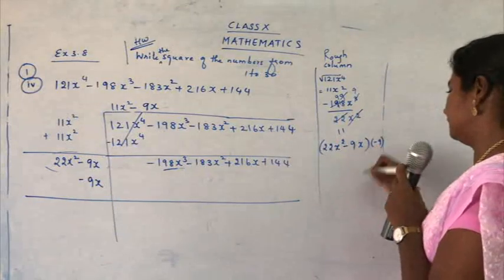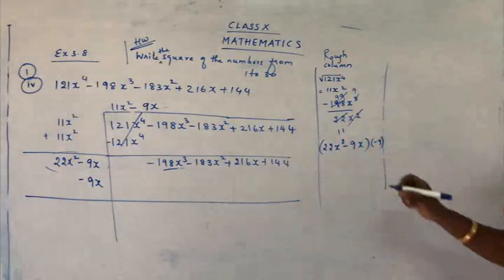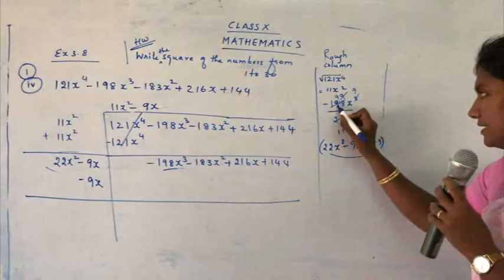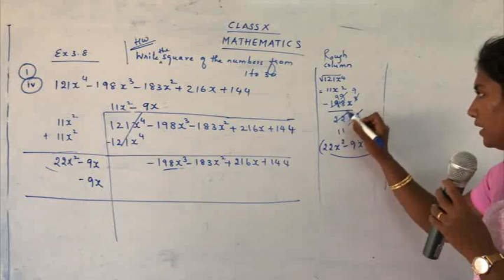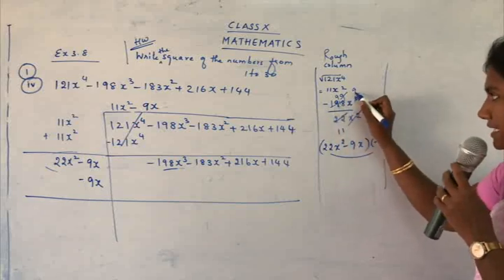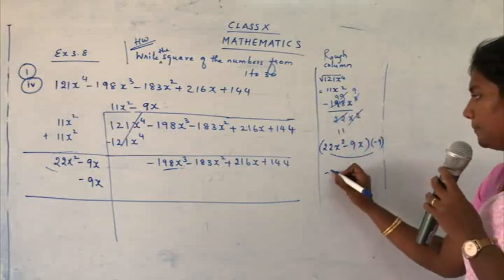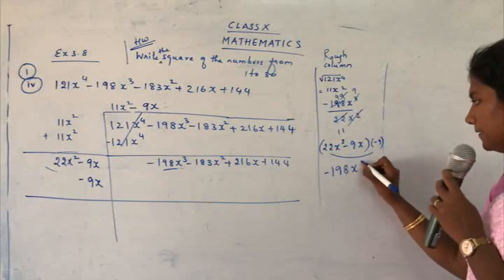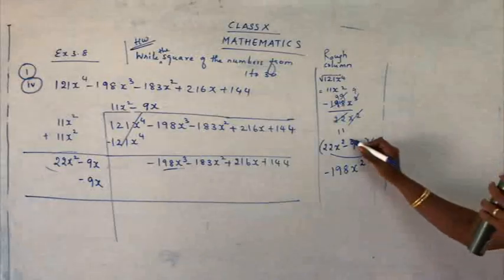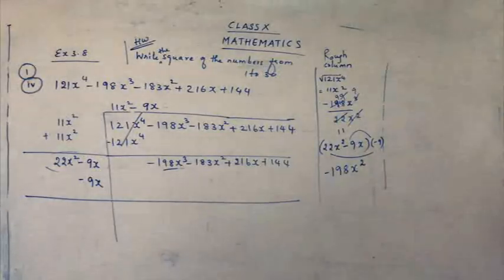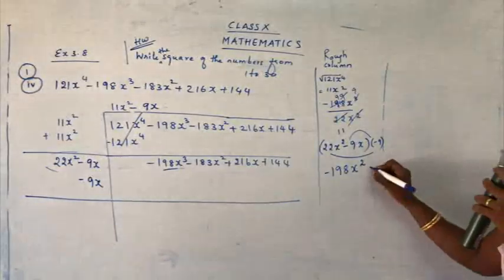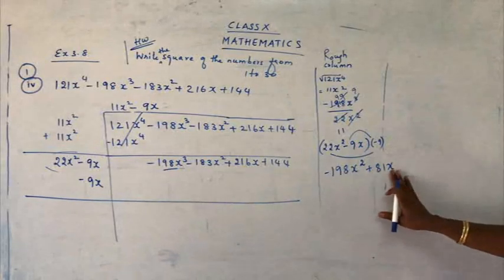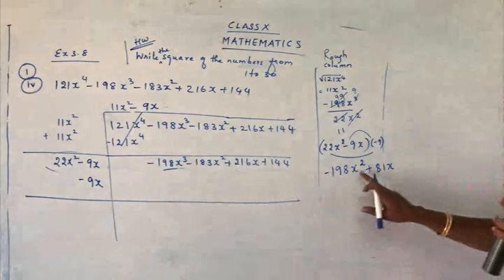So what do you get, children? 22 into minus 9 here. 22 into minus 9, when we divide 22 and minus 198, we get the answer as 9. So this is minus 198x square. Minus 9 into minus 9 plus 81x. So you are just going to write down this answer below. Just see the terms.